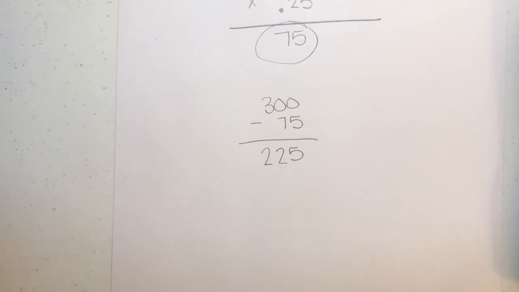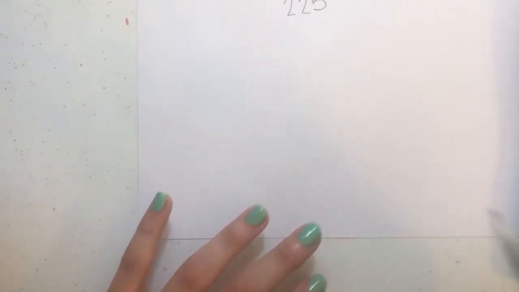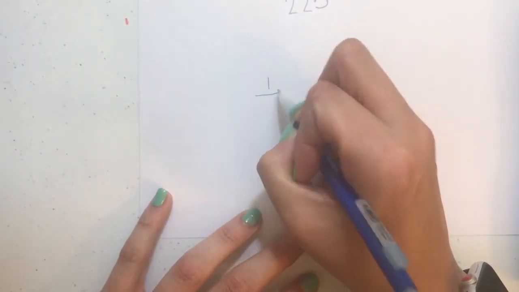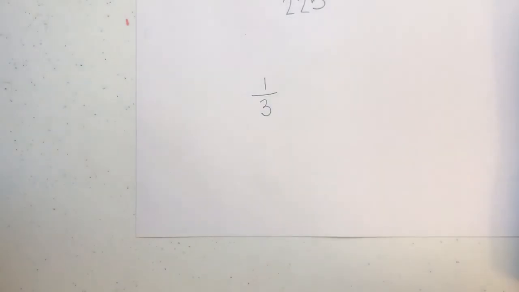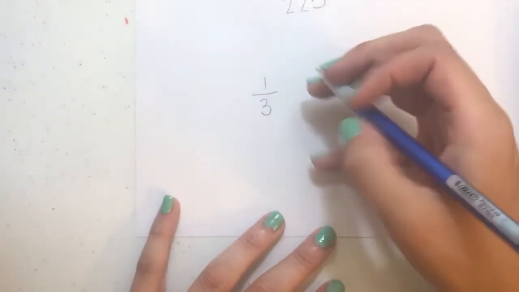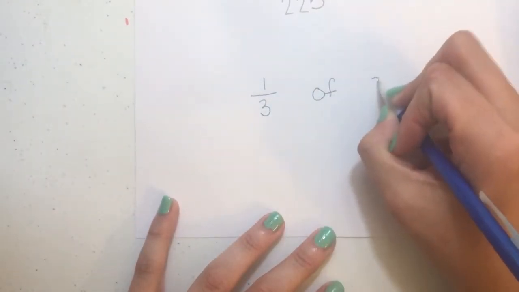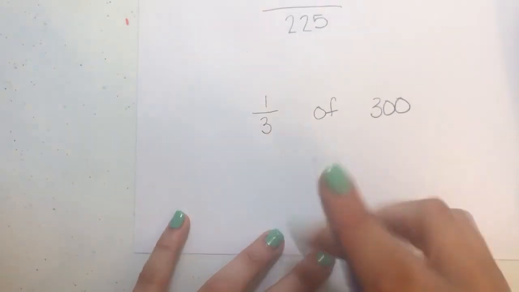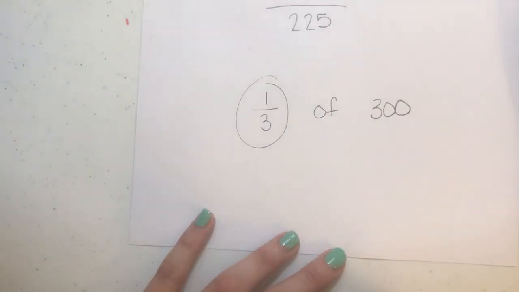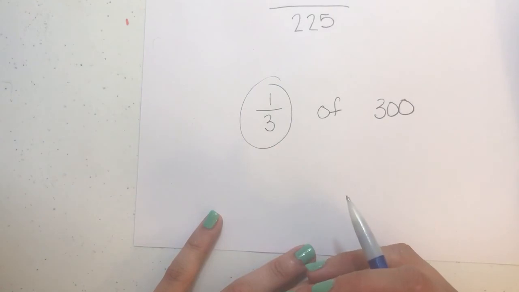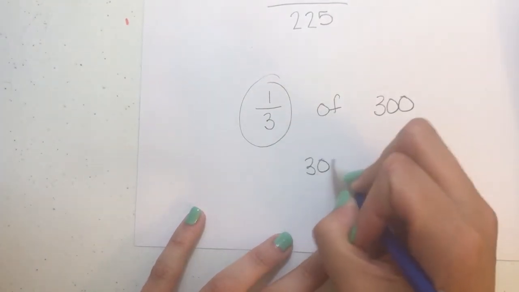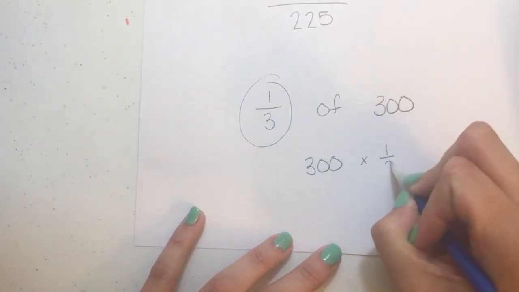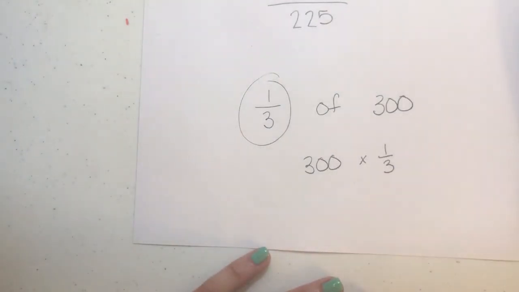The other thing that's going to come up is that it's going to say something about something being 1/3 or 1/4 or 2/5. It will be like 1/3 of $300. It's the same idea, but because this isn't a percent, you don't need to change anything into a decimal. So you can literally just take 300 and then multiply it times 1/3 to find out that value.